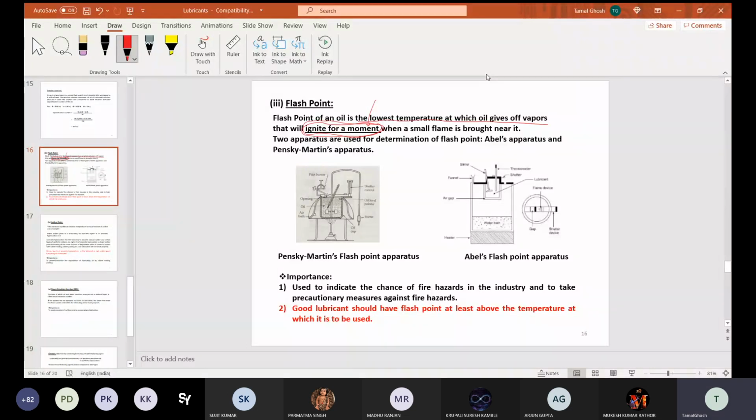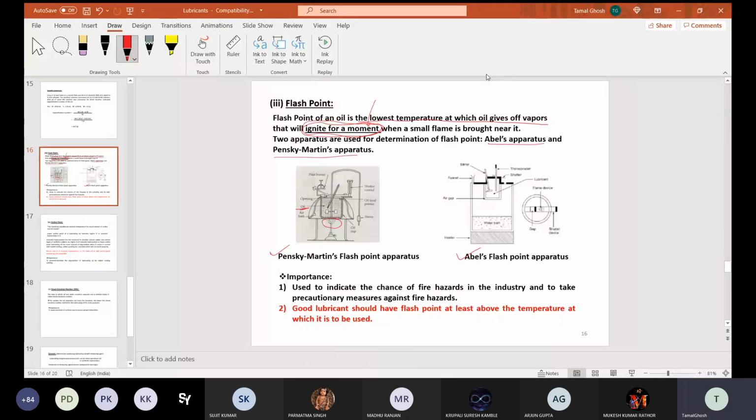Here we determine the flash point by the Abel apparatus and the Pensky-Martin apparatus. Both are used, so two figures are given. You can see the figures. The left-hand side is our Pensky-Martin apparatus and the right-hand side is Abel's apparatus. On the left-hand side, the oil is directly heated with the help of a Bunsen burner. Nowadays, in place of a Bunsen burner, an electrical heater is used.